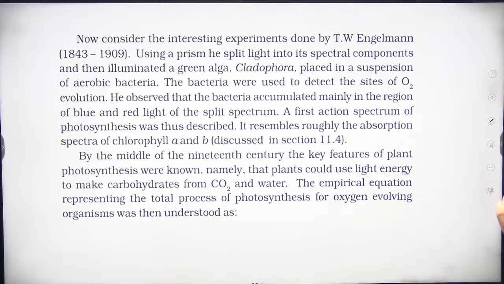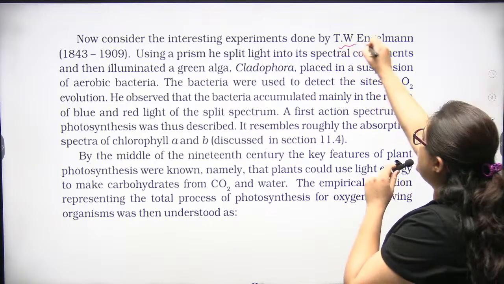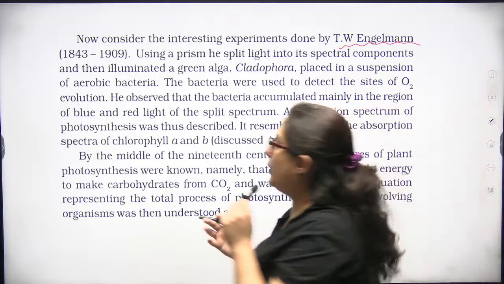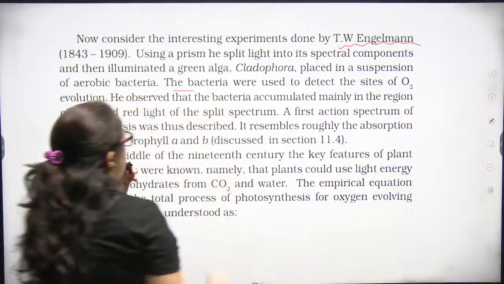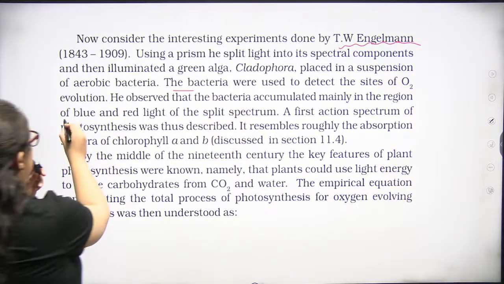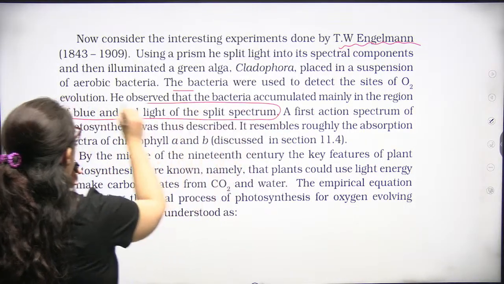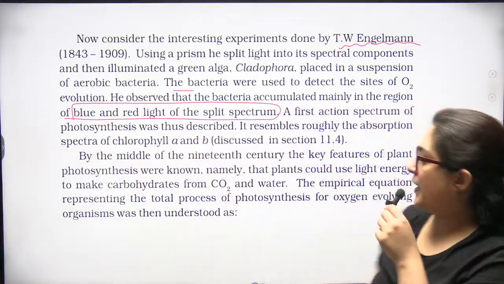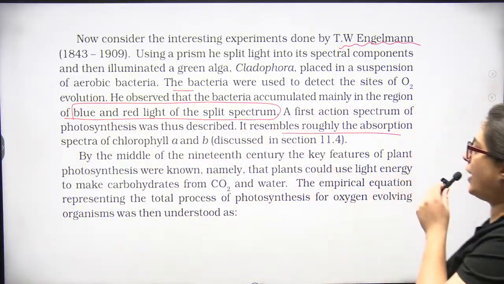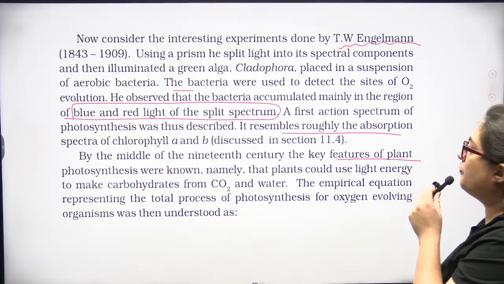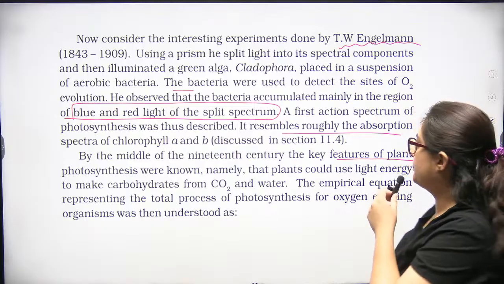Now consider the interesting experiments done by T.W. Engelmann. He illuminated a green alga, Cladophora, in a suspension of aerobic bacteria. He observed that bacteria accumulated mainly in the region of blue and red light of the split spectrum. The first action spectrum of photosynthesis was thus described. By the middle of the 19th century, the key features of plant photosynthesis were known.